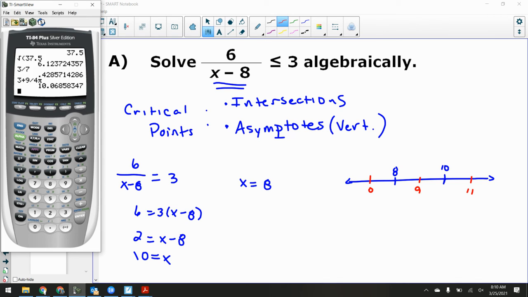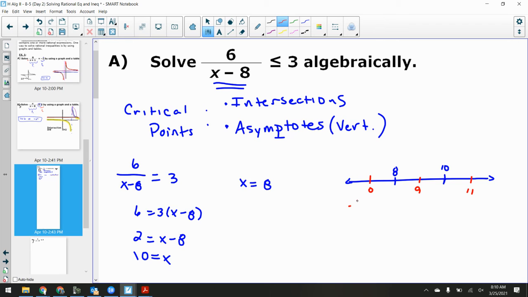Let's see. If I plug in 0, I'm going to get 6 over negative 8, right? So negative 6 over 8. I don't even need to reduce that. Is that less than or equal to 3? Is a negative number less than or equal to 3? Yeah. So this is a yes. There are solutions to the left of 8.